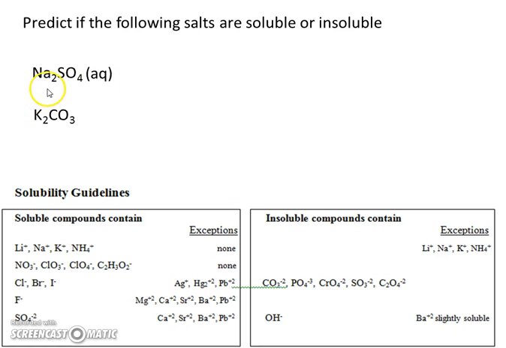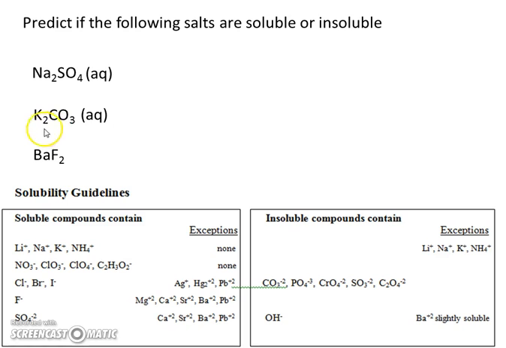What about potassium carbonate? Well, if we looked up potassium, we would see that potassiums are always soluble with no exceptions. But let's say you looked up carbonate. Let's find carbonate. Well, you see carbonate listed as an insoluble compound. But then if you look carefully, you see that one of the exceptions would be potassium carbonate. So potassium carbonate is soluble in water.